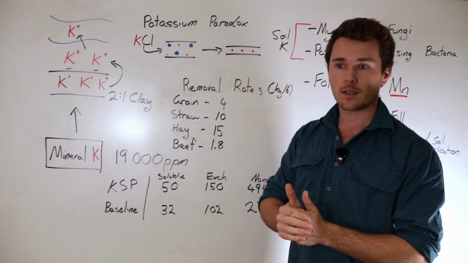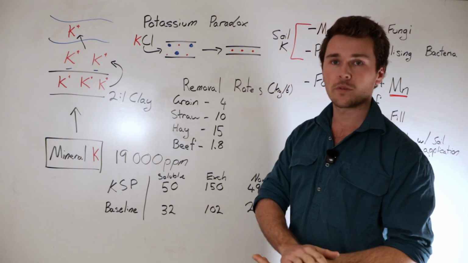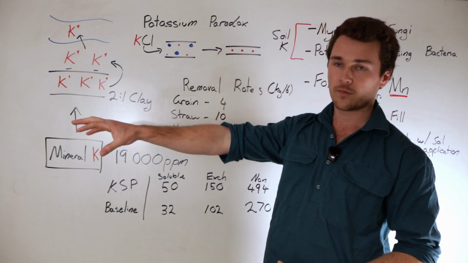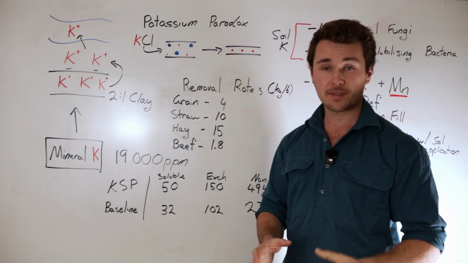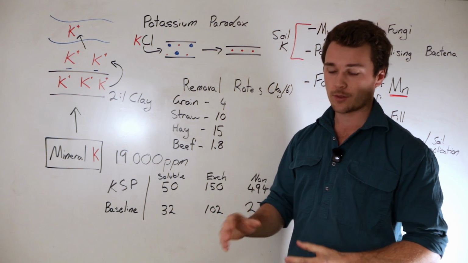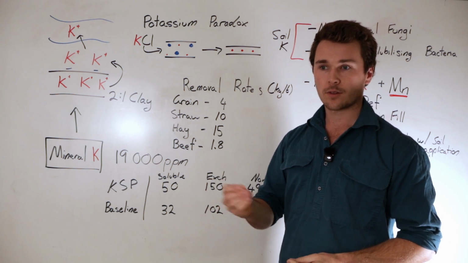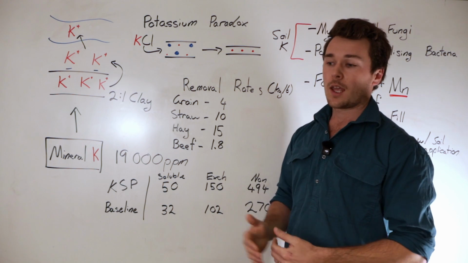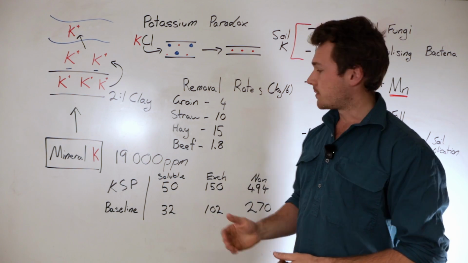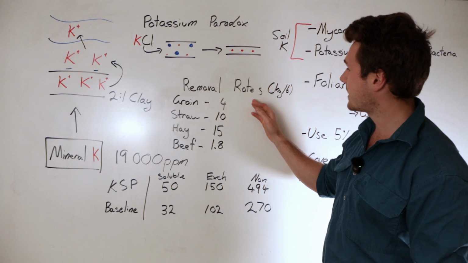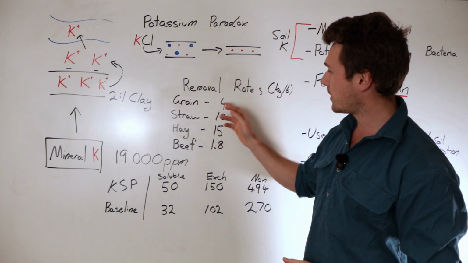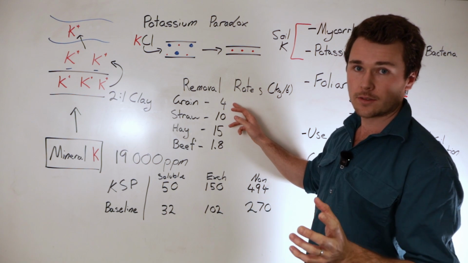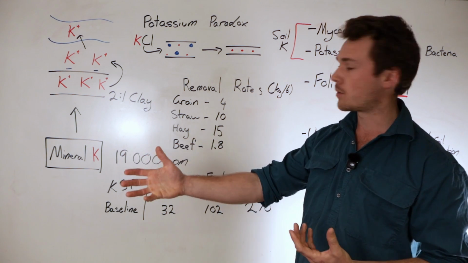So every time you take a crop off the field, you're moving nutrients within that crop off the farm. Some crops remove less potassium than others. So specifically grains move less, or the actual fruit or the grain produced by the crop will remove less potassium. So you can see here, this is the removal rates of potassium per ton of that product removed. So for wheat grain, it's about 4 kilos of straight potassium for every ton we move.